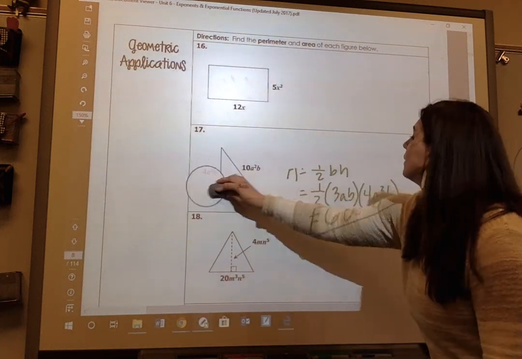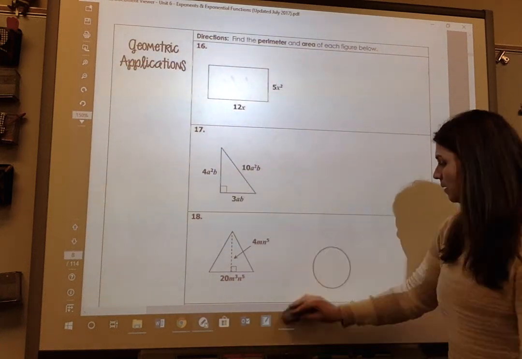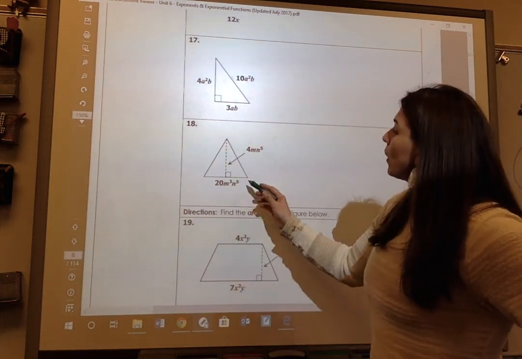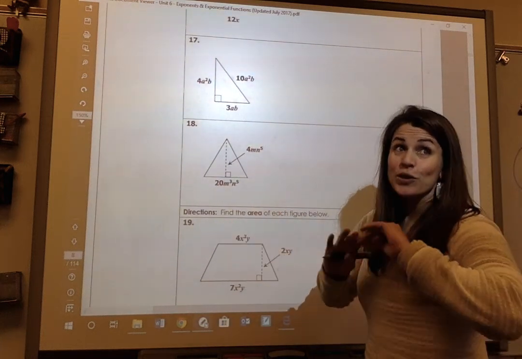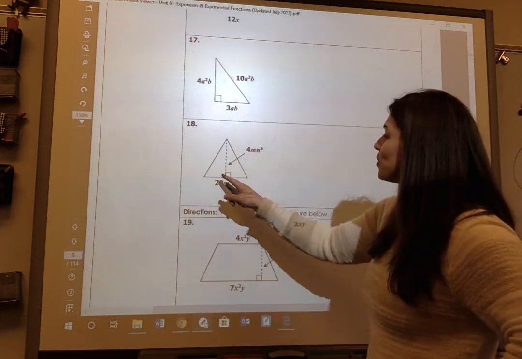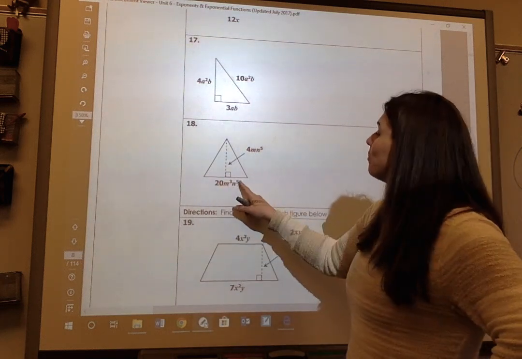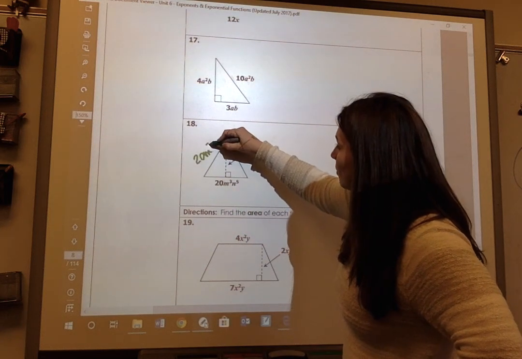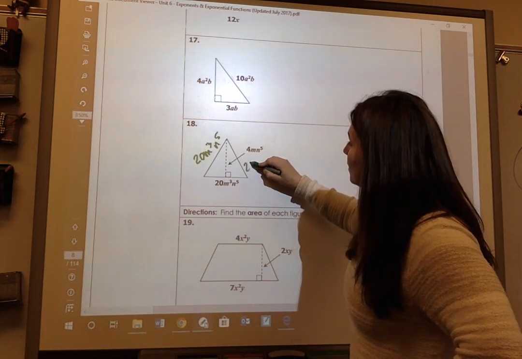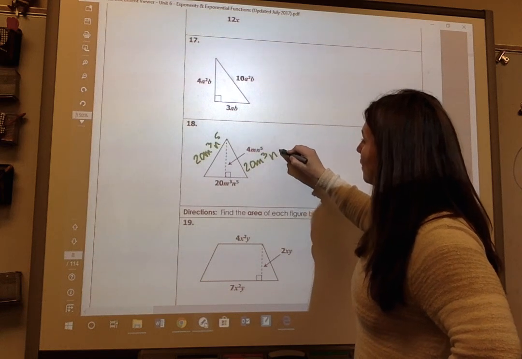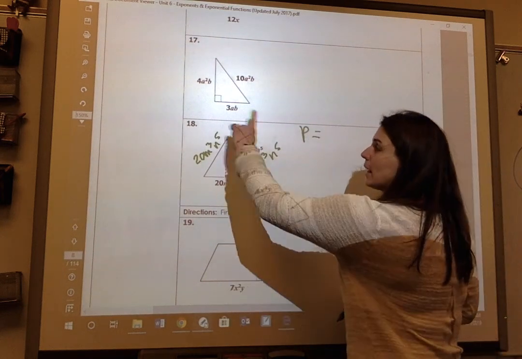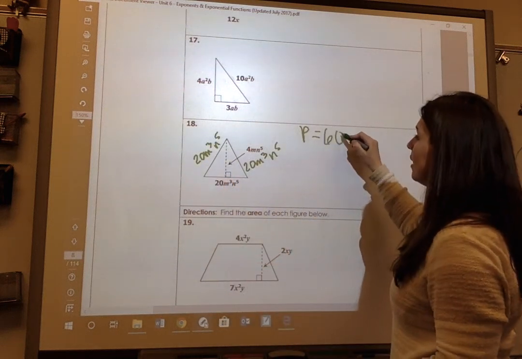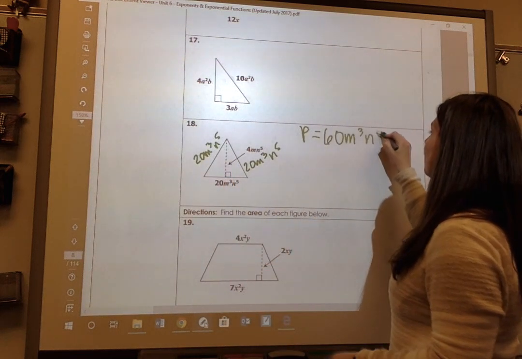Let's take a look at number 18. Now normally in math we do not assume, but we're going to assume right here, just because I know this is an equilateral triangle. This side is 20m cubed n to the 5th, and this side is 20m cubed n to the 5th. So the perimeter, if I added them all up, all like terms, so I get 60 m to the third n to the 5th.